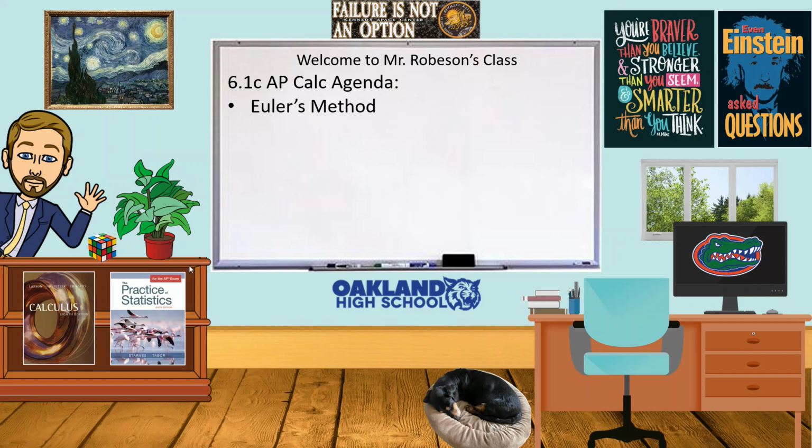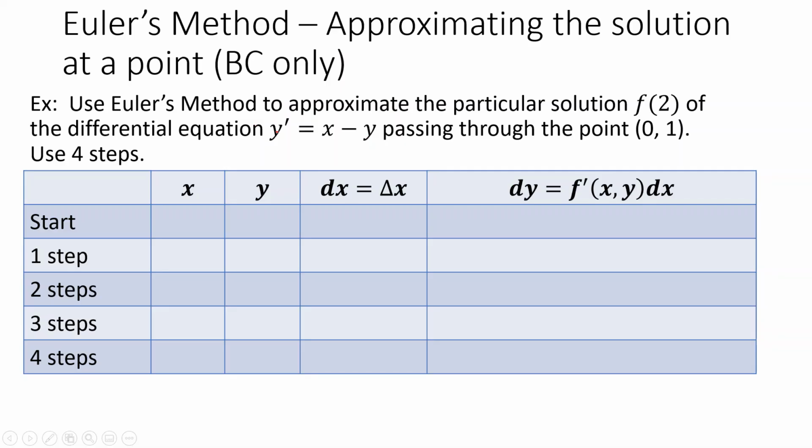All right, and 6.1c is the last section of 6.1, and it's just called Euler's method. I know you think this is pronounced Euler. It's actually pronounced Euler. He's Swiss. That's how they say it. Euler's method. If you call it Euler's method, you're not wrong. Euler's method, approximating the solution at a point.